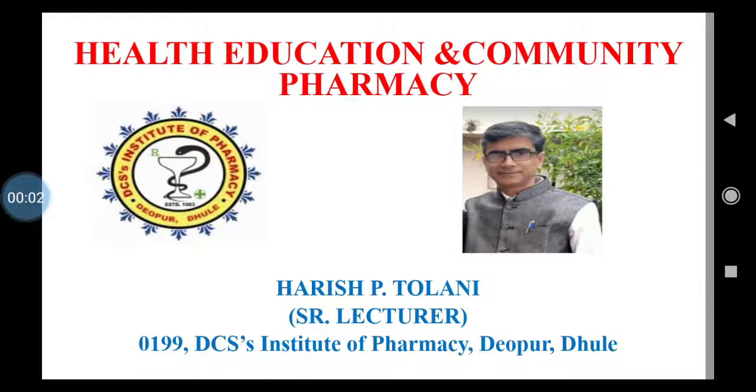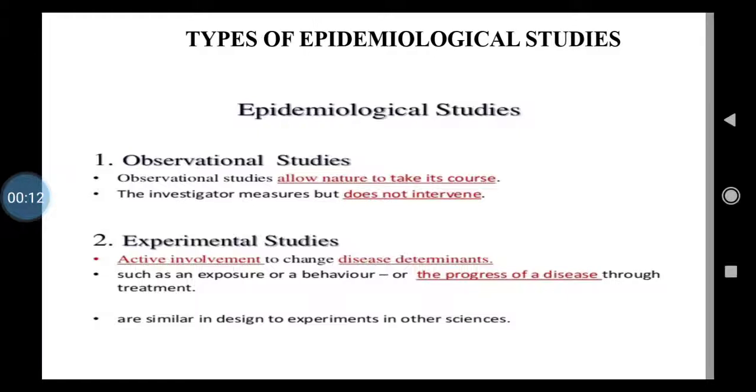Hello friends, continuing with the last chapter, epidemiology. Today we will see the various methods of epidemiological studies. They are also called types, or they can be called methods. Now there are different methods, and we know the definition of epidemiology: it is the branch which studies the distribution of disease among the people.